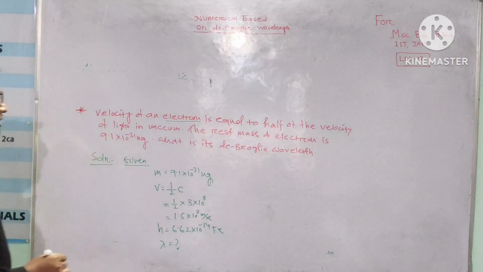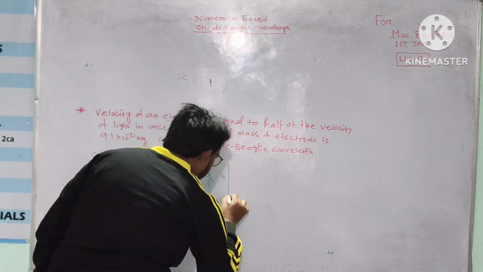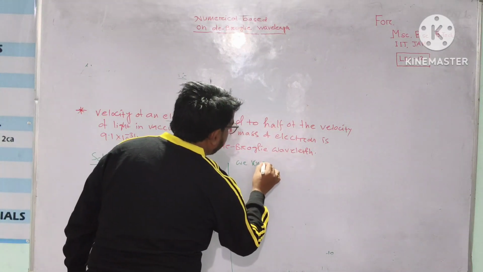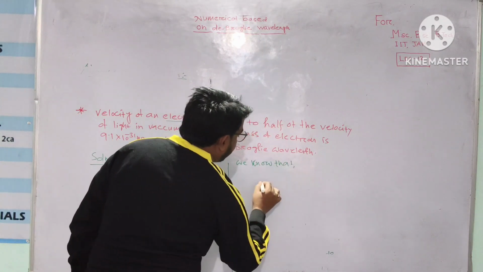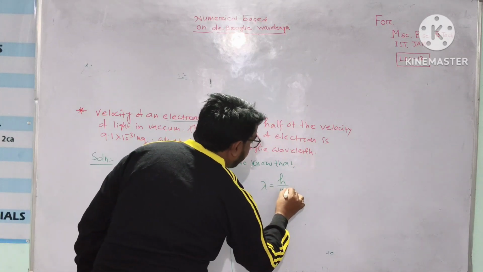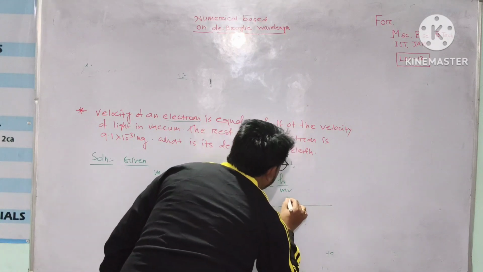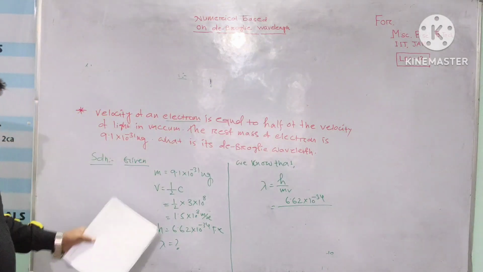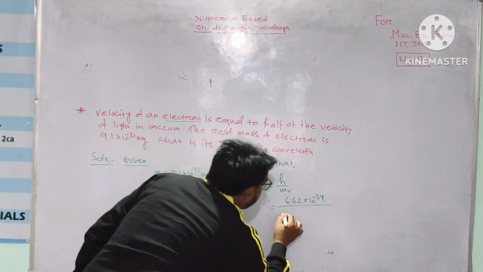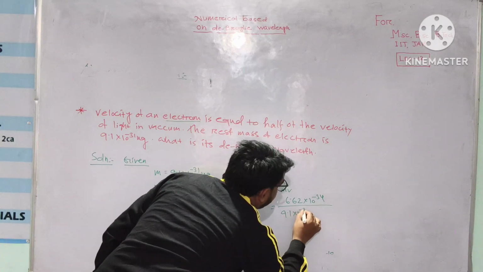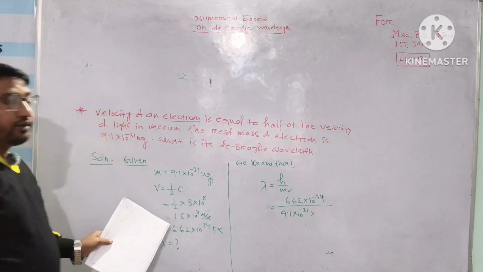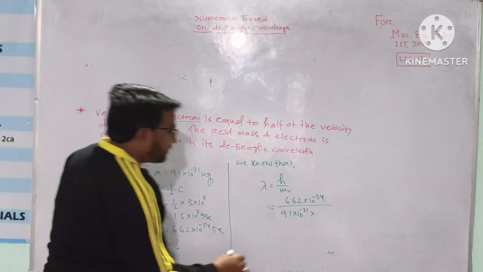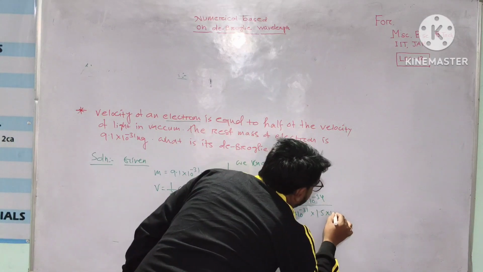Lambda will be what? Again we can use the de Broglie wave equation. We know that lambda equal h by mv. The value of h equal 6.62 into 10 to the power minus 34, mass of electron equal 9.1 into 10 to the power minus 31, and velocity of the electron is half of the speed of light, so we can write 1.5 into 10 to the power 8.